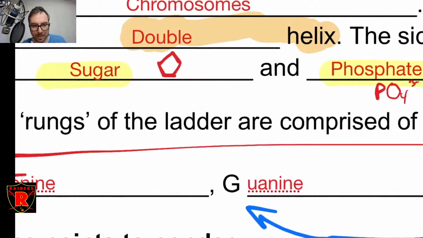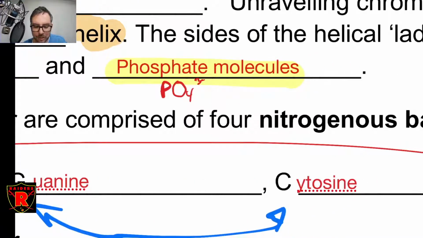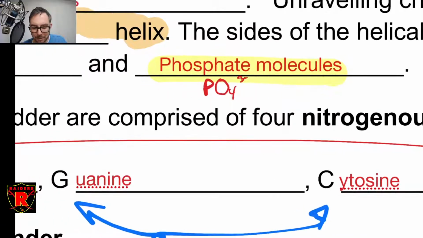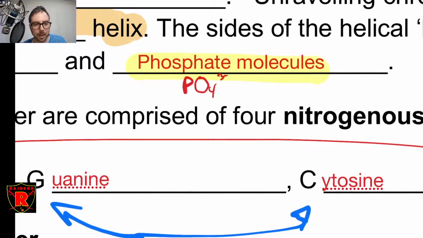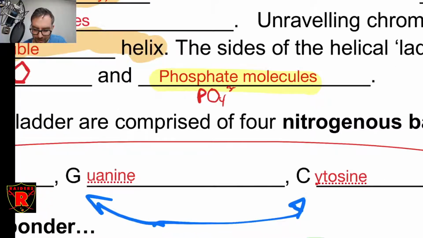So it is a pentose sugar. It has 5 carbons. And a phosphate, hopefully phosphate sounds familiar to you from grade 10 chemistry. Phosphate is PO4 3-, and that's no different. Phosphate is phosphate. And so there is a sugar, and then a phosphate, and then a sugar, and then a phosphate, and they're linked together.